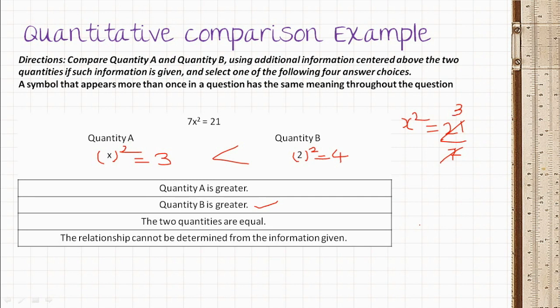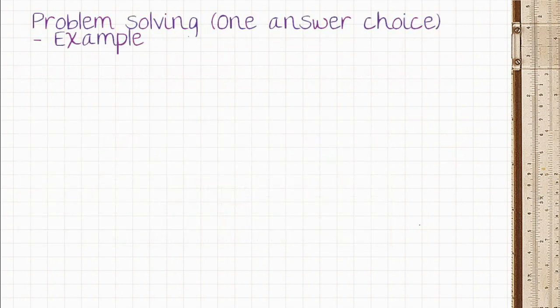Let's move on to the next example, which will be from the problem solving department, and we'll see the example for one answer choice, where we have to find the one correct answer out of the options given. The direction will be: click to select your choice. Yes, it is click to select your choice. Only one choice for it.